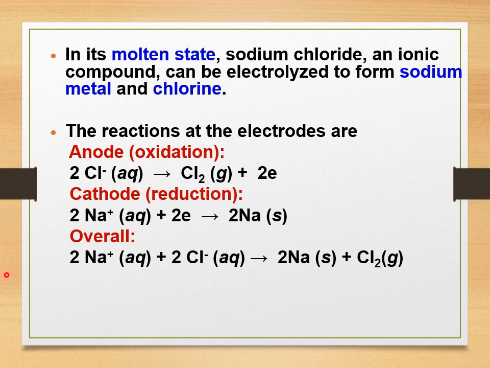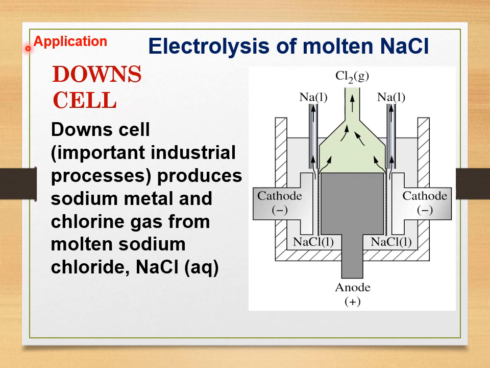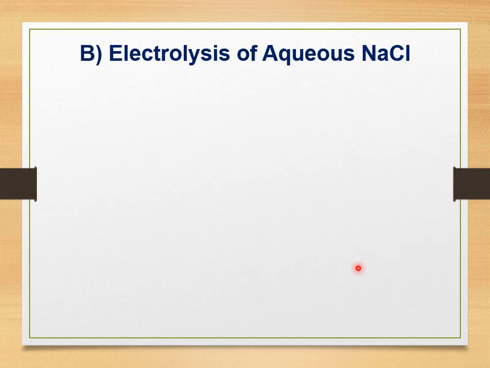What is the overall cell reaction? You can see here that 2 electrons are used, and we are going to get 2Na⁺ plus 2Cl⁻ producing 2Na solid plus Cl₂ gas. So this is the overall cell reaction. This process is the major source of pure sodium metal and chlorine gas. This process is called the Downs cell. This is the factory scale of how they extract sodium metal and chlorine gas. The Downs cell is an important industrial process that produces sodium metal and chlorine gas from molten sodium chloride.